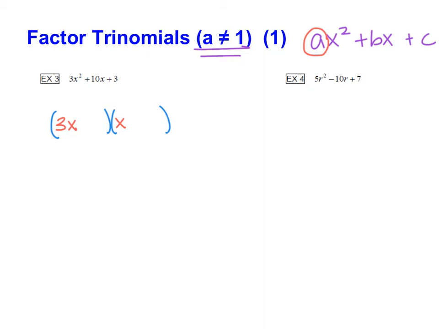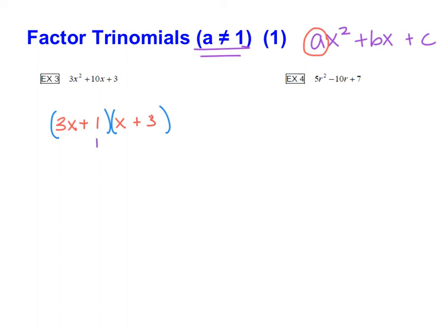But one thing I want to point out is it's multiplying to a positive 3, and there's another positive. Our outside and inside terms have to add up to 10x. So that just tells me that everything's going to be positive. So plus 1 plus 3. And then we check to see if we did it right.